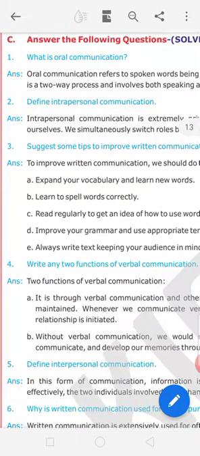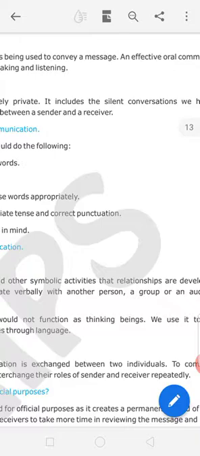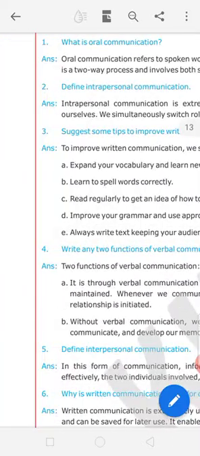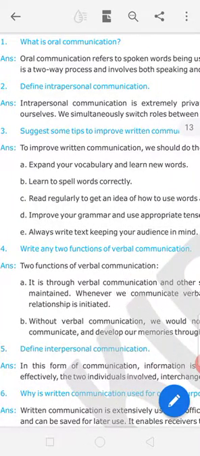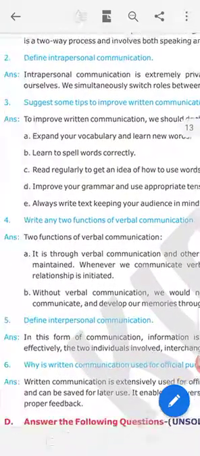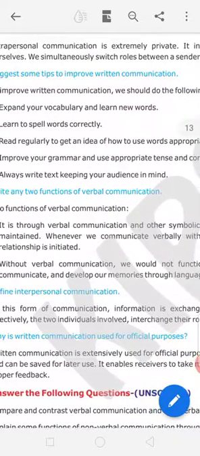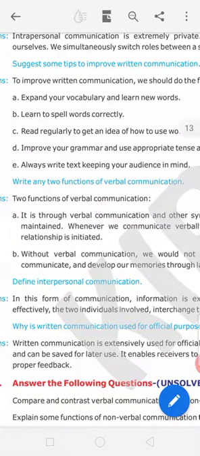Second, define interpersonal communication. I will give you. Interpersonal communication is extremely private. It includes the silent conversation we have with ourselves. We simultaneously switch roles between a sender and a receiver. Suggest some tips to improve written communication. Read more, write more, learn more vocabulary, improve your grammar.